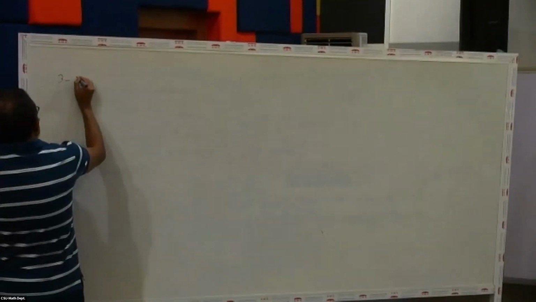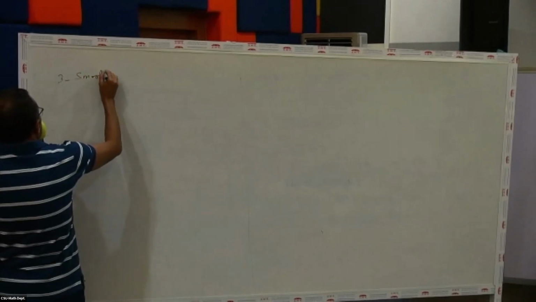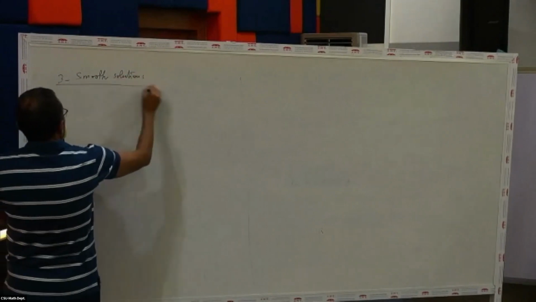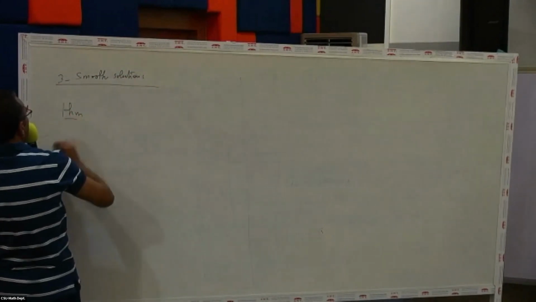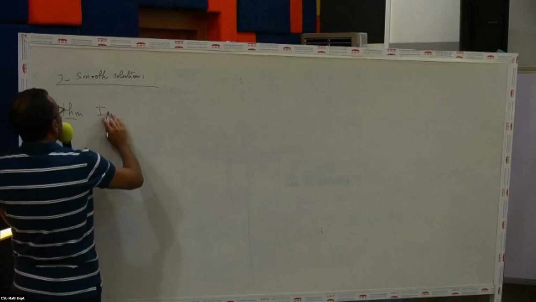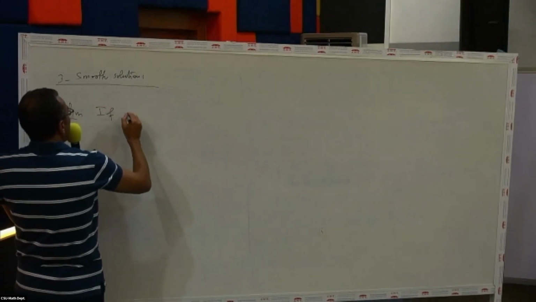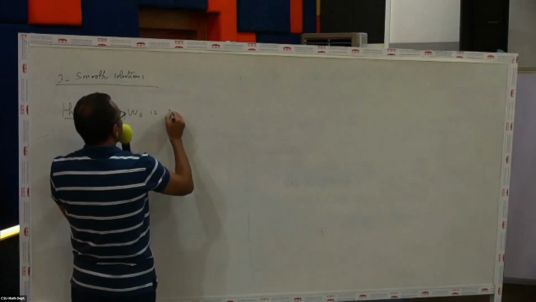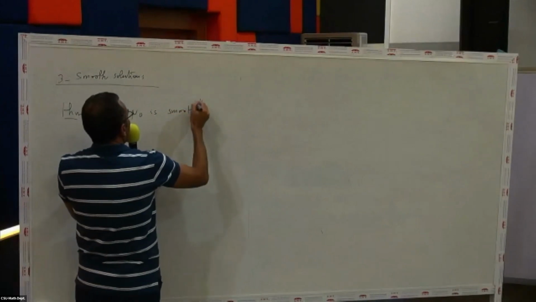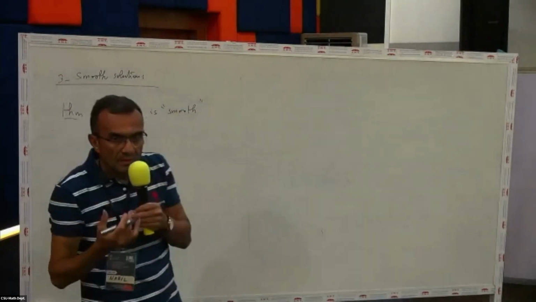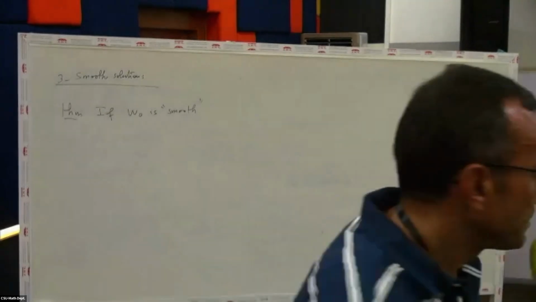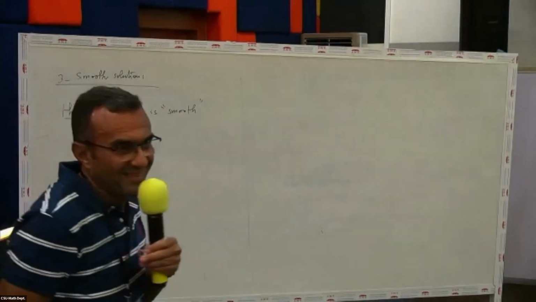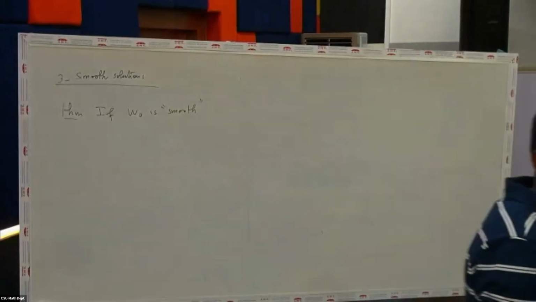So this is about smooth solutions. We have a theorem that if W0 is smooth, I will say afterwards what is meant here by smooth. It's like saying this guy is tall. It depends. Maybe tall here is not tall in Sweden.